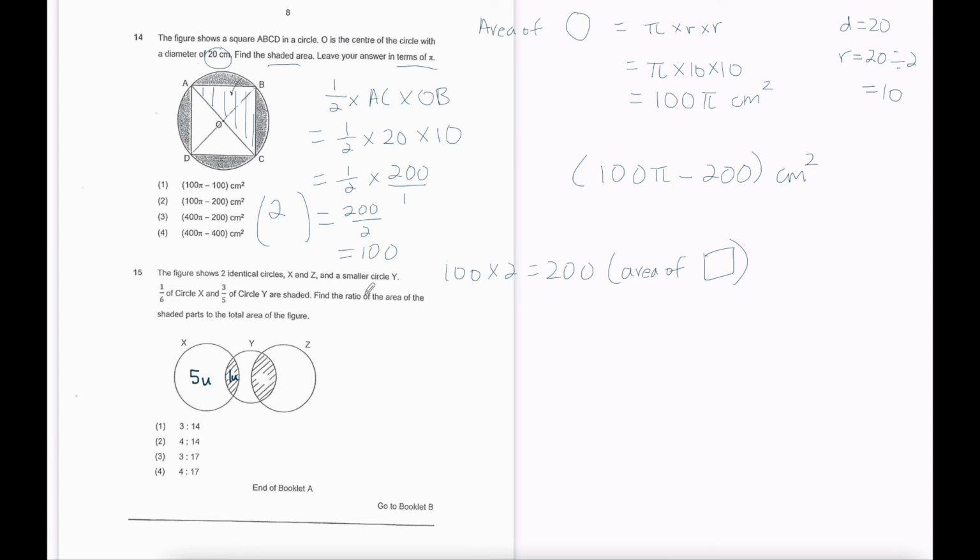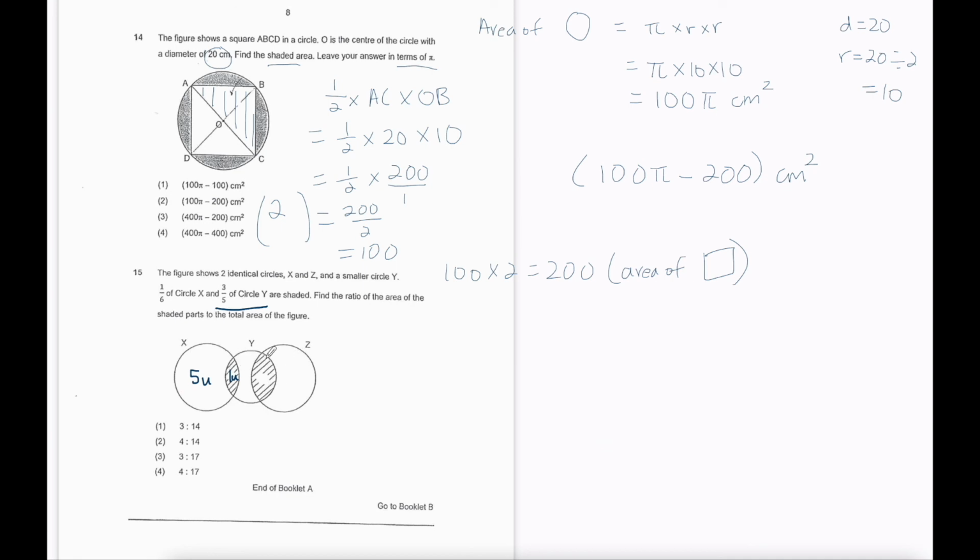So let's look at circle Y. Circle Y has 3/5 of the circle shaded, but I cannot compare this. I cannot assume that they share the same units. So I'm just going to underline it first, and then find the ratio of the area of shaded parts to the total area of the figure. So my Z and my X have the same units, correct? And they're both 6 units.